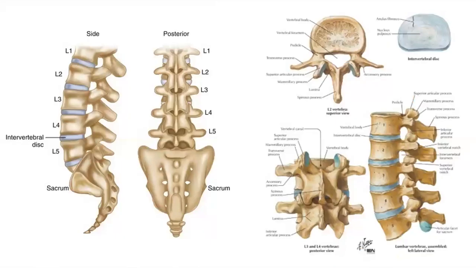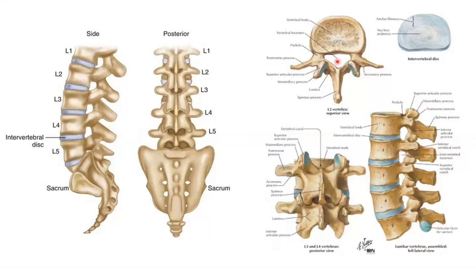Now onto the anatomy of the vertebra. Anteriorly, you have the vertebral body, and posteriorly, you have the vertebral arch. In the middle, you have the vertebral canal, which houses the spinal cord surrounded by the cerebrospinal fluid. And this is the intrathecal space that we are targeting when we are doing spinal anesthesia.